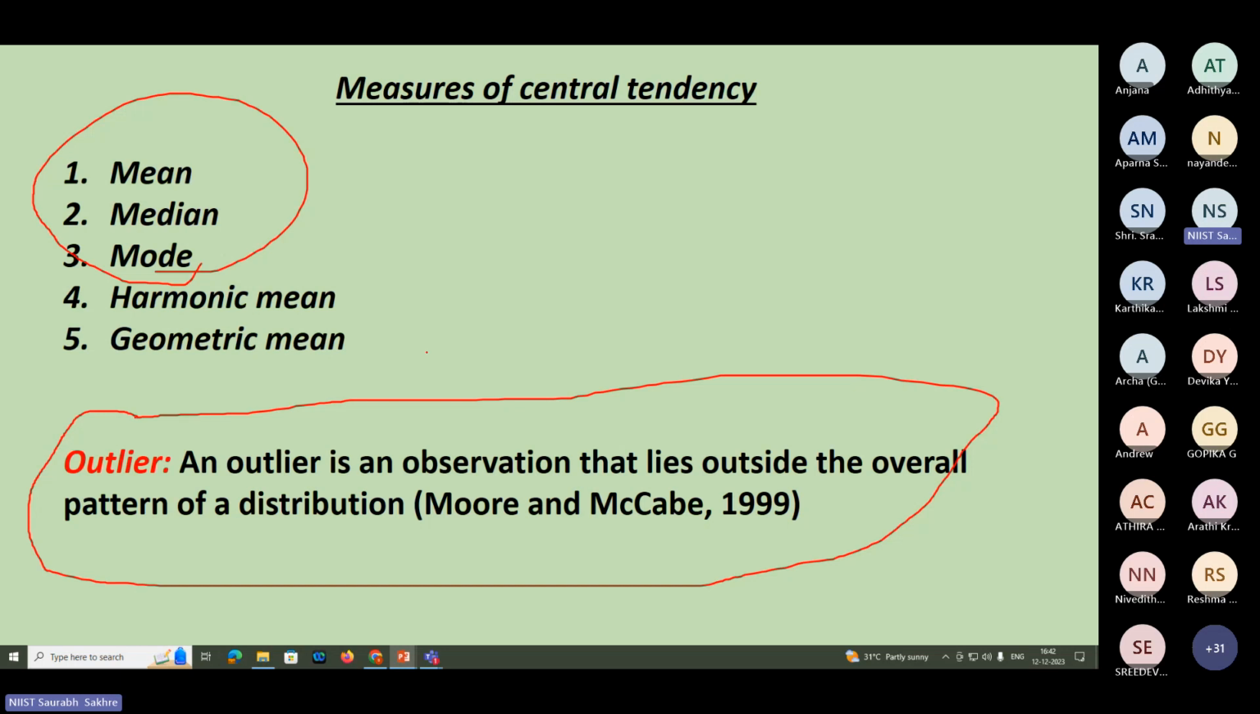Just now I gave you an example that if you are conducting a program at NIST and you want to order t-shirts, 80% of the students have size between 40 to 42. But some will be very small, some will be very big, due to their body structure or any other reason. Those are outliers. So what does the definition of an outlier mean? An outlier is an observation that lies outside the overall pattern of distribution.